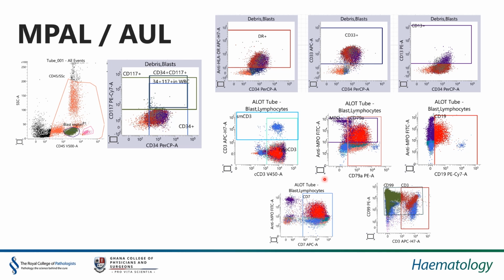Now, if we look at these next two plots, we've got CD79A and CD19. You can see here that our blast population, our CD34 positive progenitors, have a weak expression of CD19 and a weak to moderate expression of cytoplasmic CD79A. But again, what is very important here is that the co-expression of these B cell antigens is significantly weaker than our more normal residual CD19 positive B cells shown here in blue.